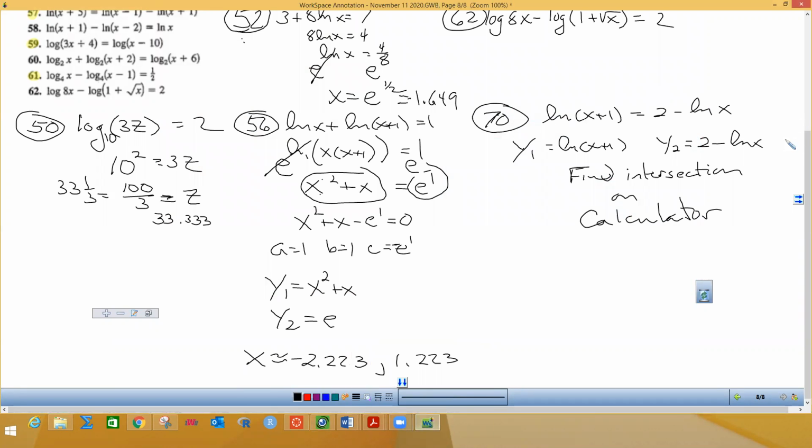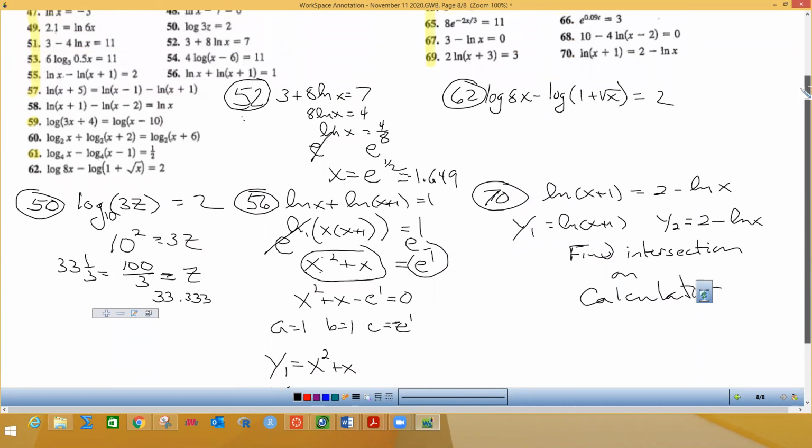Then we're going to come up here and do this problem up here. And I have to condense these two before I do anything else. Notice this has a minus, so this has to go on the bottom. So this is going to be the log, and then I'm going to have the 8x on the top because it's positive. And then this has to go on the bottom, and this is 1 plus radical x. And then I have my parentheses equals 2.